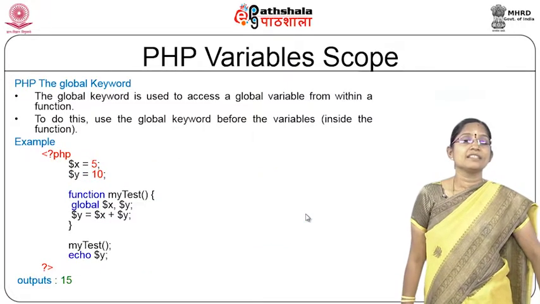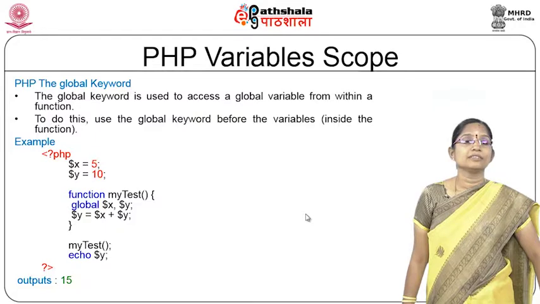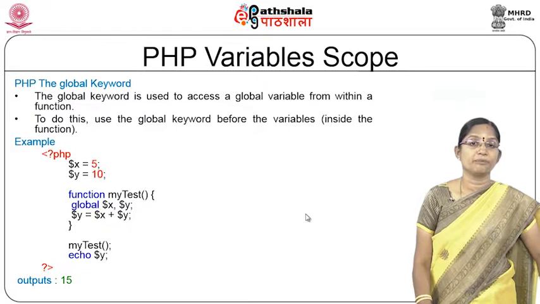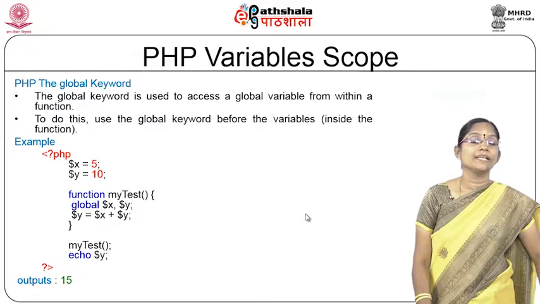And this is of a global keyword. If you declare the variables along with the global keyword, then irrespective of inside the function or outside the function, you can make use of it. So this is why we get 15, whether it is inside the function or outside the function.